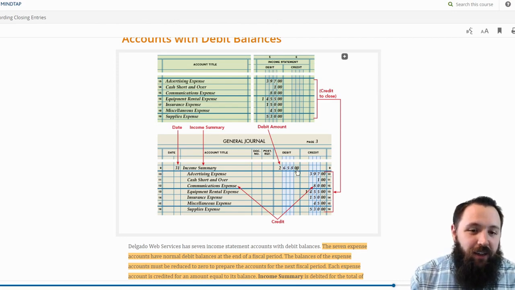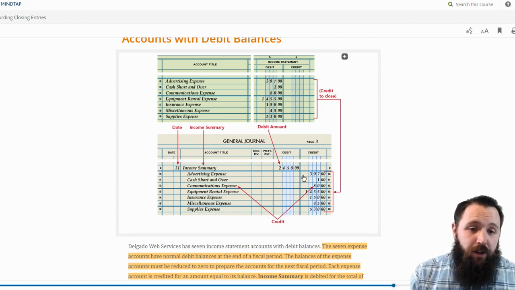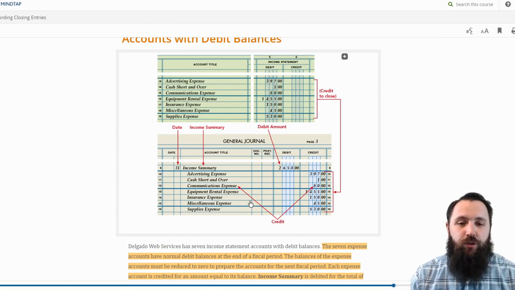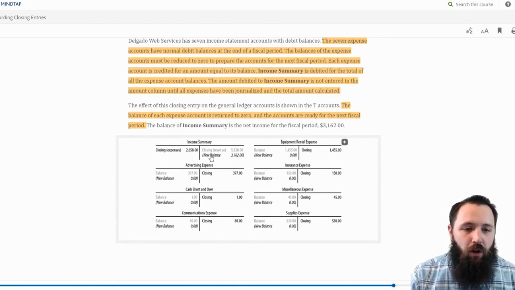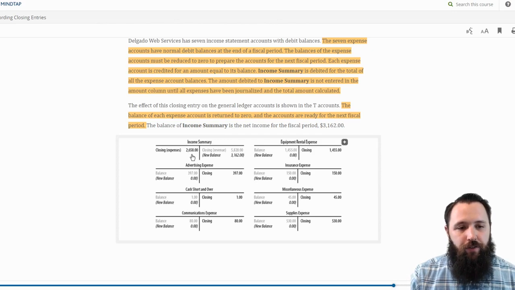So we're taking all of the expenses and we're debiting that amount into income summary. So at the end of this, all of our expense accounts will be at zero, and our income summary is going to absorb their original debit amount. So if we look down here, you can see that all of these accounts, not income summary, but all the expenses, will be closed and their new balance will be zero. Income summary now is going to be debited 2,658.